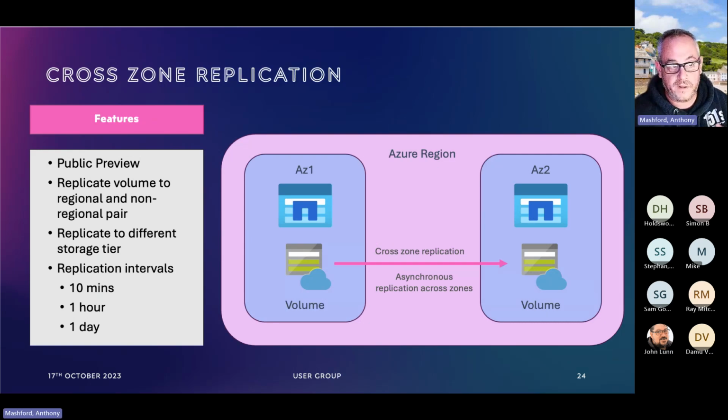Another feature, which is why I started with cross-region replication, is cross-zone replication. This goes hand in hand with availability zone volume placement. By pinning the volumes to zones, you now have the option to use cross-zone replication, the same as cross-region replication, but this time across zones. You create your source and target volumes, and you set your replication intervals, again, to 10 minutes, 1 hour, or 1 day. So the lowest RPO you can get is up to 20 minutes, because there's a 10-minute replication and a 10-minute lag.